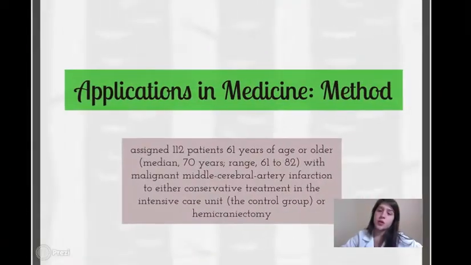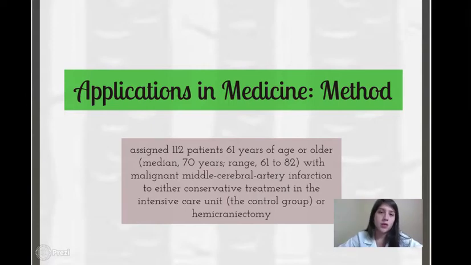So, continuing, this was a study done by the New England Journal of Medicine. I'm going to tell you a little bit about the method that they used. They assigned 112 patients from 61 years of age going up. The median was 70 years, the range was from 61 to 82. They all had a malignant middle cerebral artery infarction to either conservative treatment in the intensive care unit, which was the control group, or the hemicraniectomy.